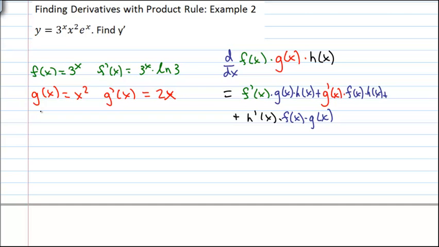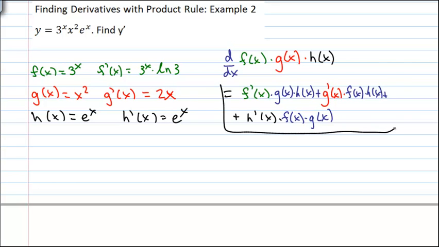Now for the third one, in black, h of x equals e to the x, and h prime of x will just be itself. Now let's take these derivatives. Now we're just putting all the pieces together using what's boxed here.